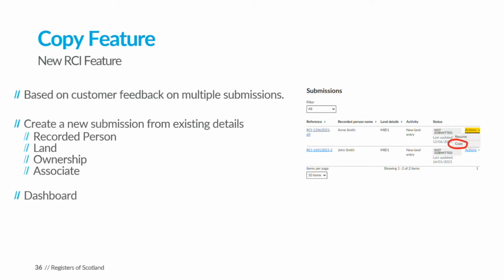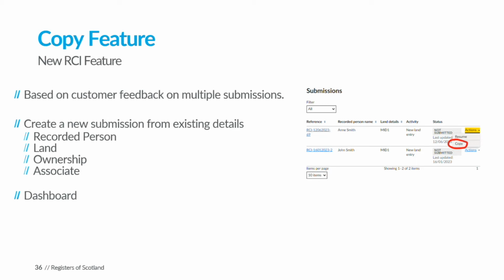Based on customer feedback and to help with multiple submissions, we've recently introduced a new copy feature. This allows users to create a new submission by copying details from either a draft or a submitted entry. This will allow you to select parts of the submission that you want to copy into a new one: recorded person details, land details, ownership details, associate details. When you're copying details, you cannot copy both the recorded person and the land details. This is to prevent duplicate submissions.